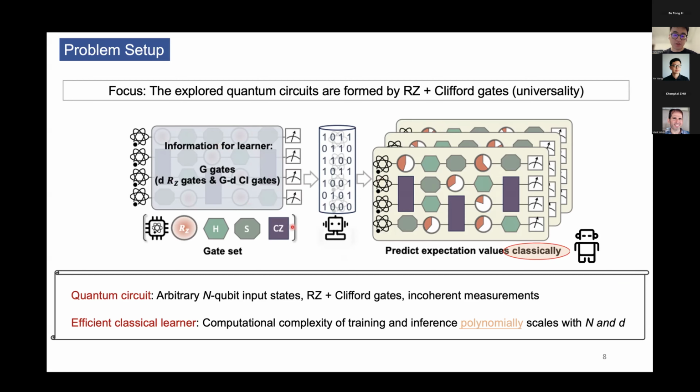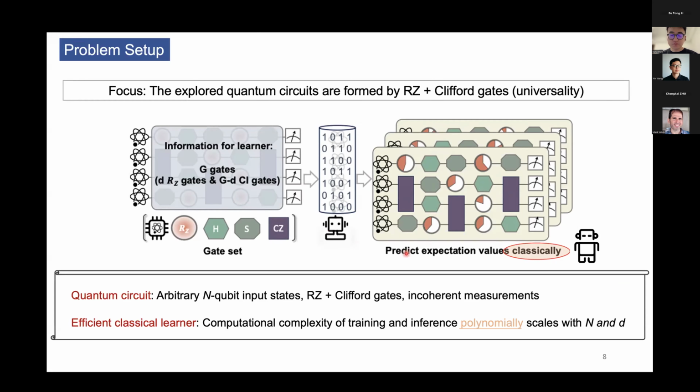After that, the learner can build a data set, right? Because the learner can feed different inputs and collect corresponding measurement outcomes. In this way, by repeating, the learner can build a training data set. And once the data set is prepared, the learner will try to mimic the behavior of these quantum circuits.